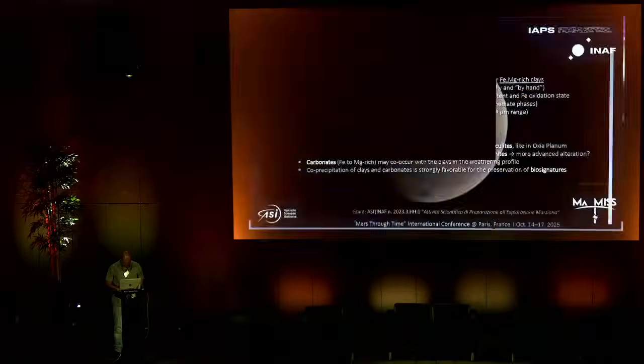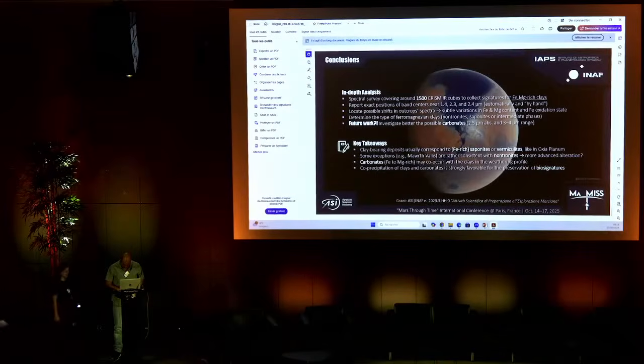So the next speaker is Ines Torres. She will speak about Noachian Mars clay continuity between Oxia Planum and Mawrth Vallis.